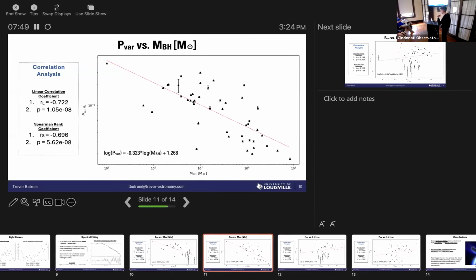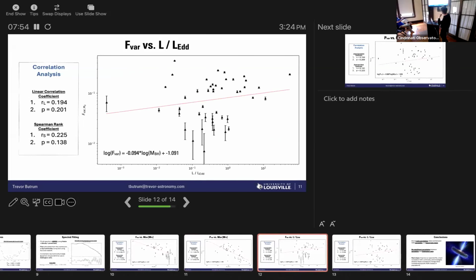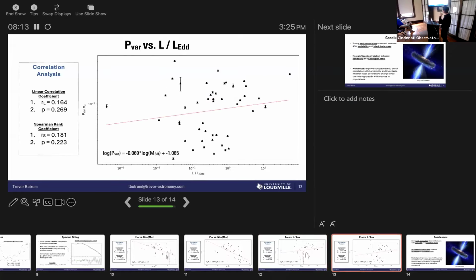I also did this for the Eddington ratio, but unfortunately, we didn't really see any strong correlation between these values. The correlation coefficient test shows some slight positive correlation, but the p-value is above the null hypothesis value. So it's probably no correlation here. And it's the same story for PVAR as well. Even with the better constrained error bars, we still see the same result. There's basically no correlation that we can see at this point.